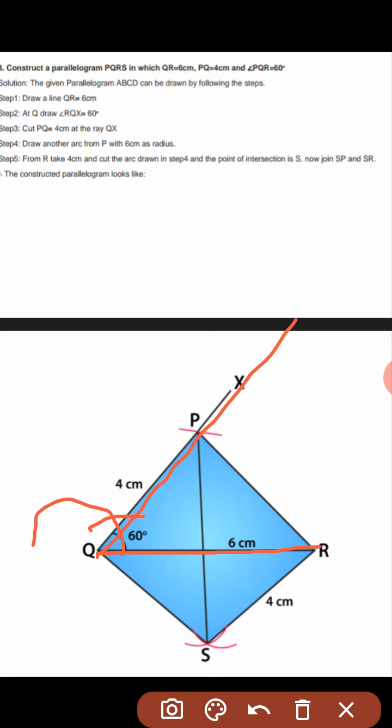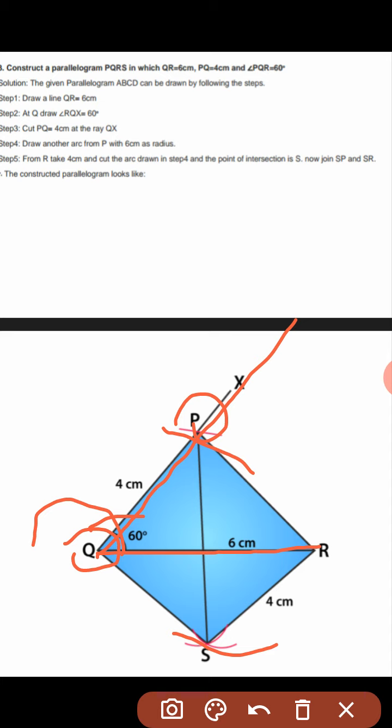Now next step, cut PQ equal to 4 centimeter. Then from point Q cut a point P, that is equal to 4 centimeter. Then draw another arc from P of 6 centimeter. From point P we have to cut another arc of 6 centimeter.